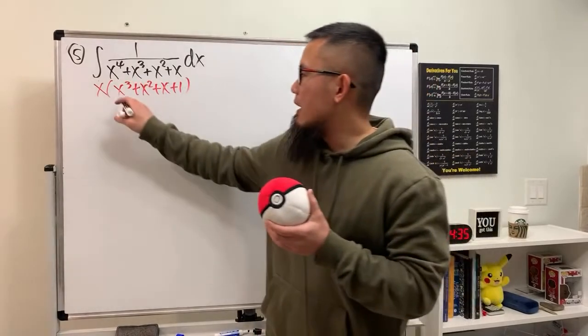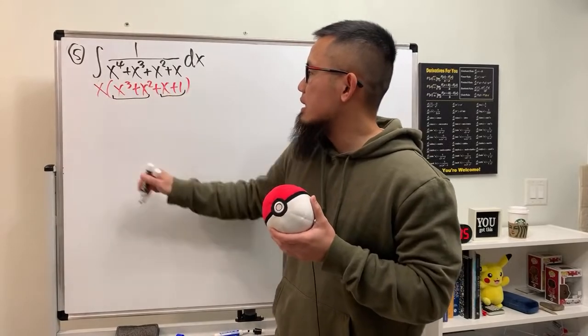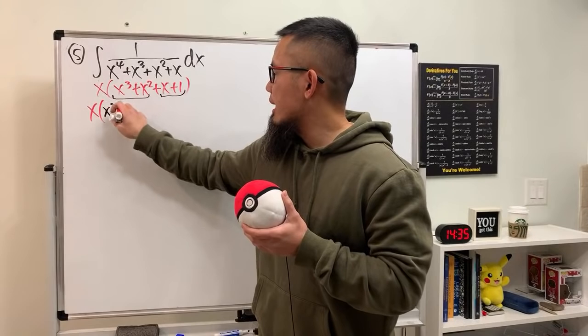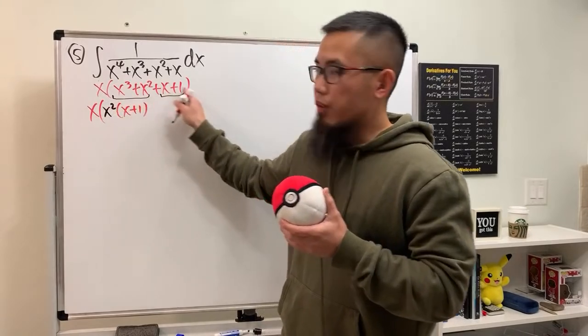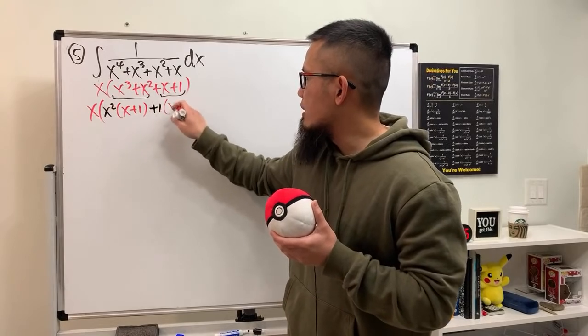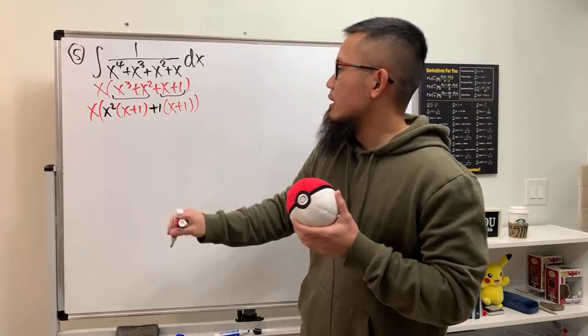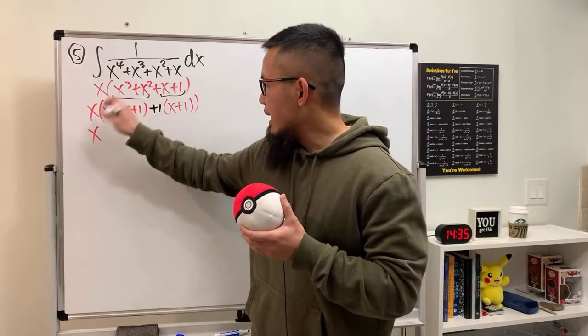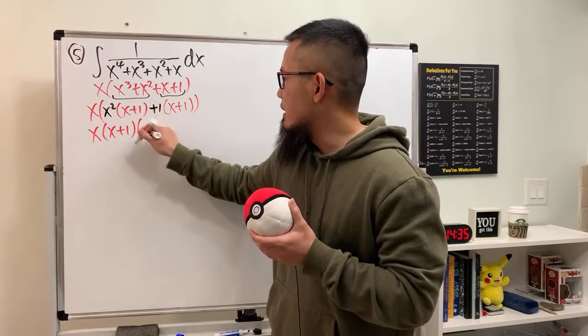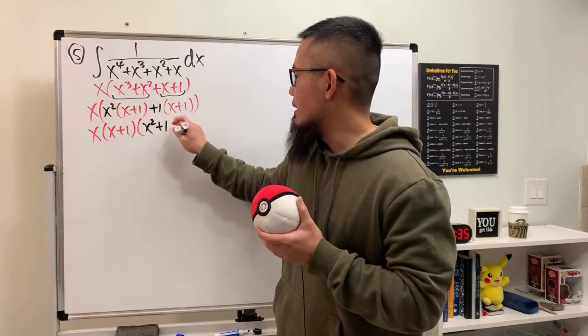And then we can factor by grouping this and that. So you can see this is x. From here, we can factor out x squared, and then we get x plus 1. From here, we can factor out 1. So I'll put down plus 1, and then we still get the x plus 1. So we get x times, let's put down x plus 1 first, and then we have the x squared plus 1, like that.